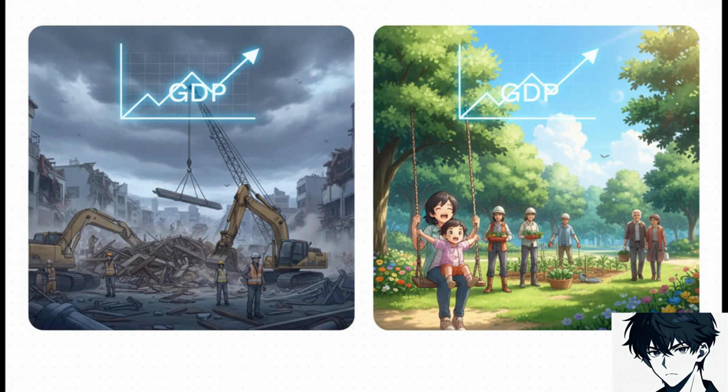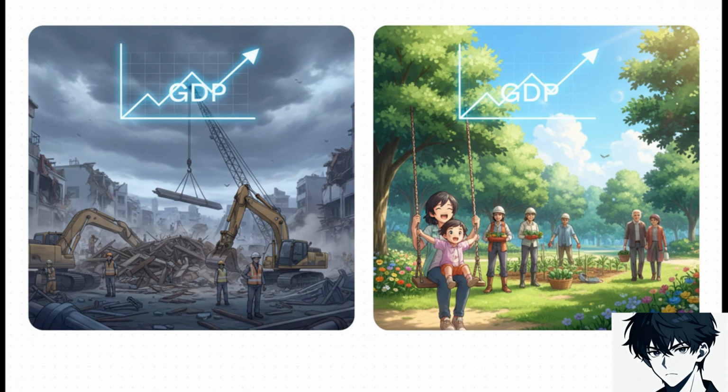GDP has these huge blind spots. It counts things that don't actually make our lives better. A hurricane causes billions in damage. All the rebuilding makes GDP go up. A country builds more prisons. GDP goes up. Meanwhile, it completely ignores some of the most valuable things in our society.